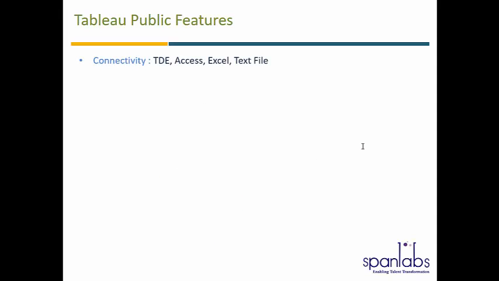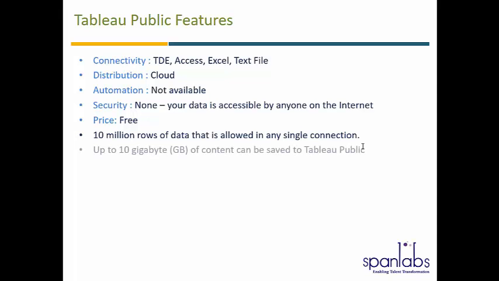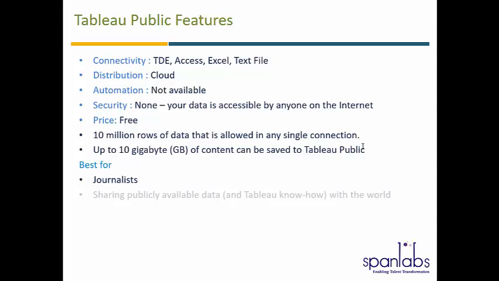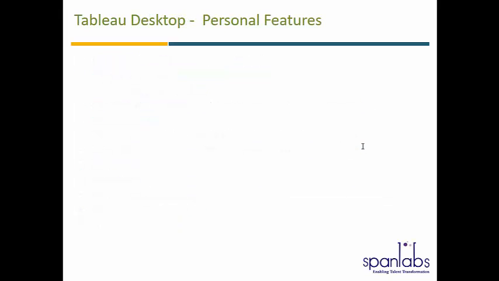Now, let us talk about the Tableau Public features. Connectivity is easy with TDE, Access, Excel, and text file. The distribution is cloud-based. However, there is no automation available. Security is also none. That means your data is accessible by anyone on the internet. Pricing is free. Tableau Public has a limit of 10 million rows of data that is allowed in any single connection, and each account holder will be able to save up to 10 gigabytes of content to Tableau Public. It is best suited for journalists or people who are sharing public available data, practicing Tableau for free, or are just trying the software.